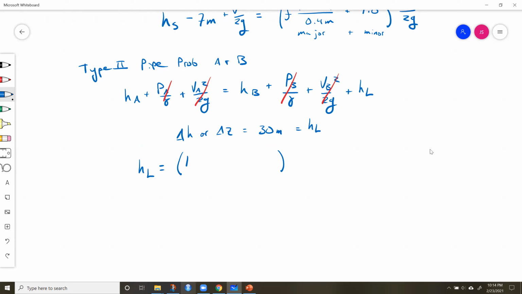So we'll have K entrance plus f L over D plus K exit times V squared over 2g. So minor loss, major loss. And you'll note that f L over D times V squared over 2g is the Darcy-Weisbach equation, and then K times V squared over 2g is our minor loss equation. So now we're just adding these up, multiplying it by V squared over 2g.